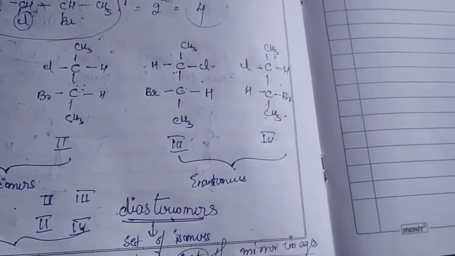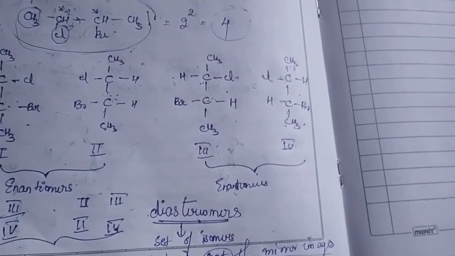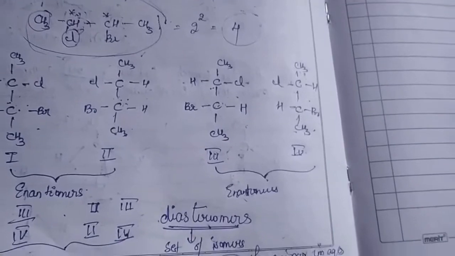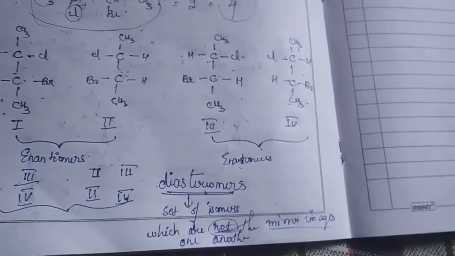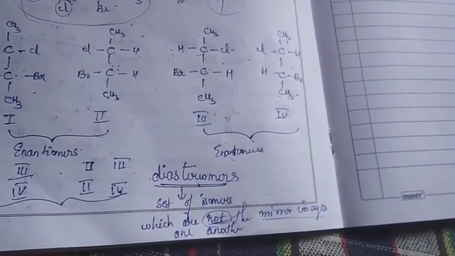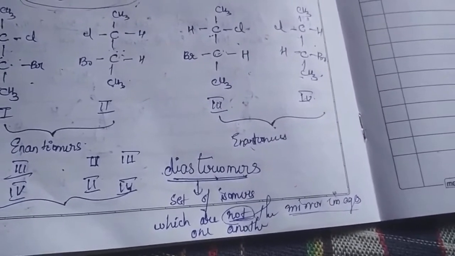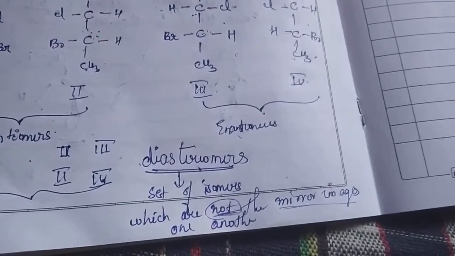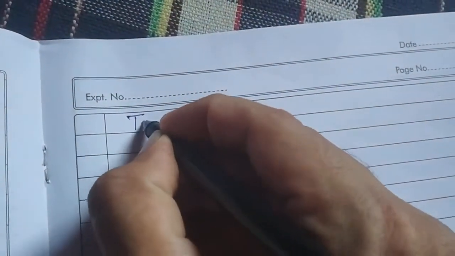Then we came to know the two interesting definitions of enantiomers and diastereomers. Enantiomers means two isomers which are non-superimposable mirror images, whereas diastereomers are the set of isomers which are not the mirror images of each other. Enantiomers are mirror images, but those mirror images do not sit one on top of the other. Whereas diastereomers are not mirror images at all. Able to understand? They are not mirror images. So those sets of isomers are called diastereomers.